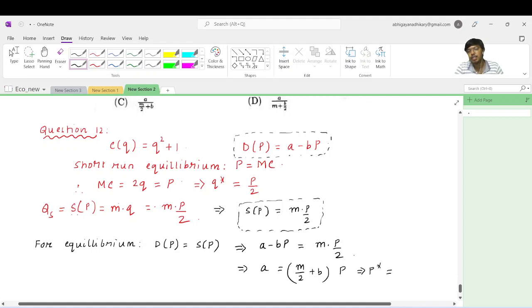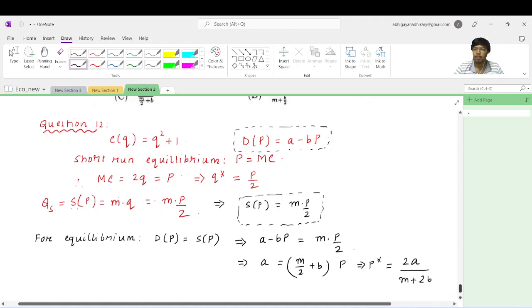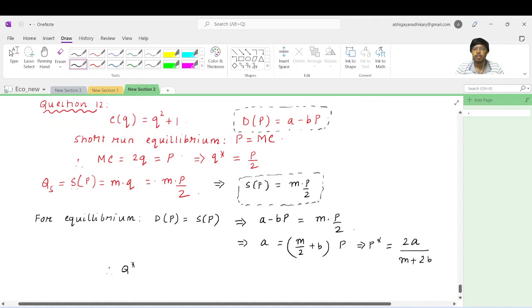So what is my P star? It is 2A divided by M plus 2B. This is my P star. So what is my optimal quantity? I can put it in the supply, which is M by 2 times P. So that is M by 2 times 2A divided by M plus 2B. This 2 and 2 will cancel out, so we have M times A divided by M plus 2B.